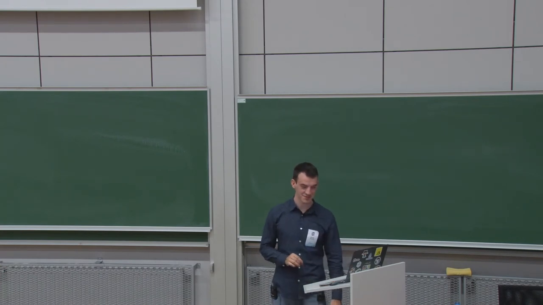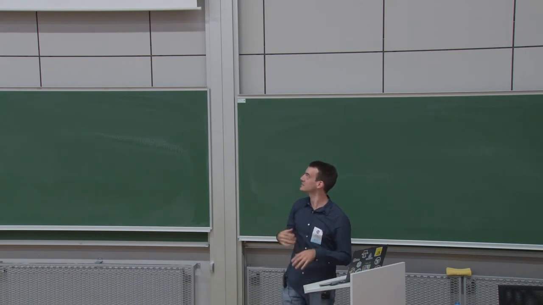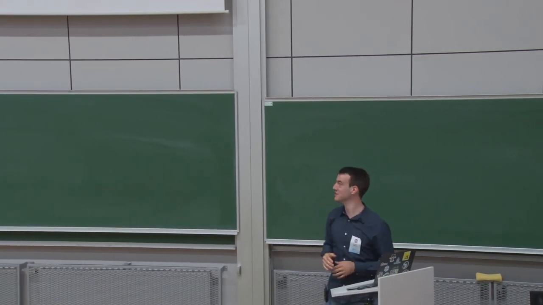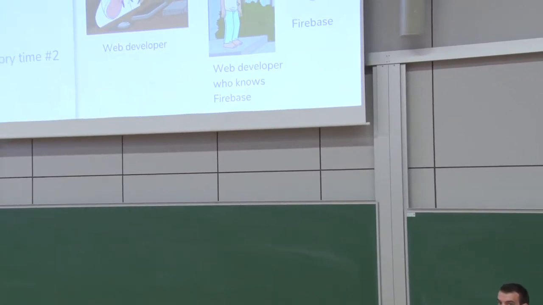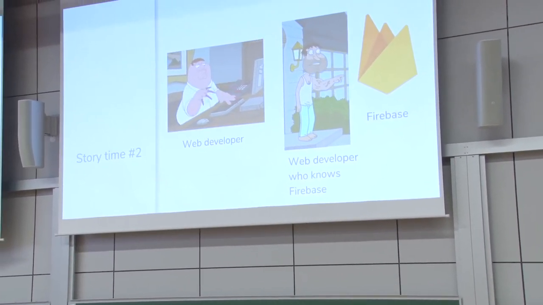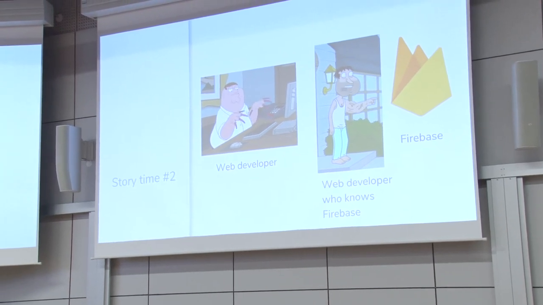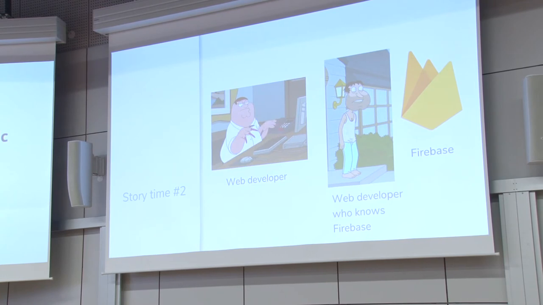Okay, story time number two. So our web developer Peter is developing his Ionic application. Everything goes smoothly, but he has a problem. He would like to have some backend services, some server to post data to or fetch some data from, and the whole authentication, database, and hosting, and everything. But he has no time to develop this himself. So he asked a friend, and the friend, who is also a web developer, recommends him using Firebase as a solution.